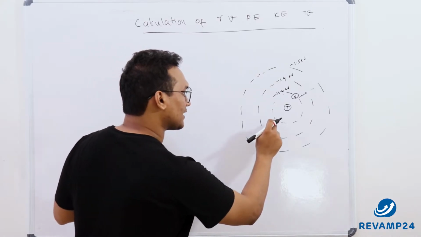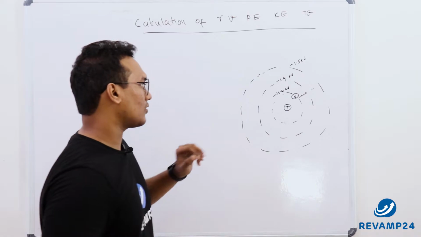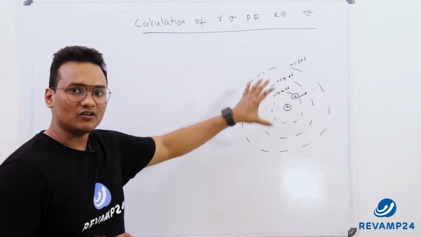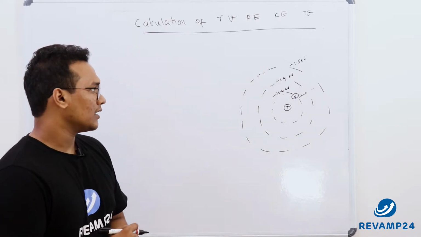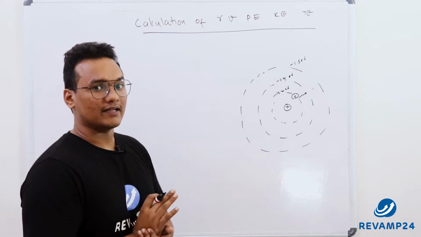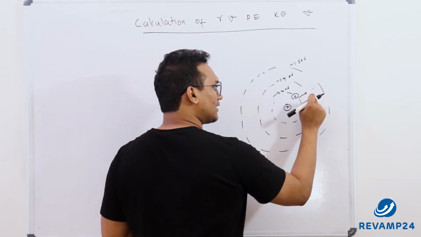Now, these orbits are associated with certain energy. Here in this case, minus 13.6 electron volt, minus 3.4, minus 1.5. These values we will prove later. When they are revolving in an orbit, they are not emitting any kind of radiation, but there is a possibility this electron can jump from here till here.